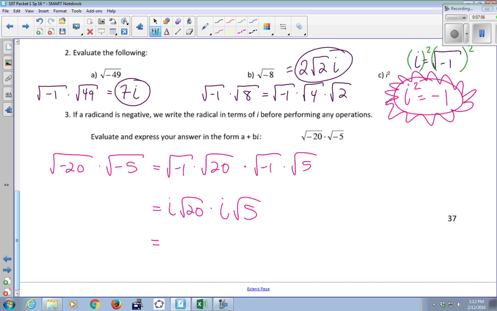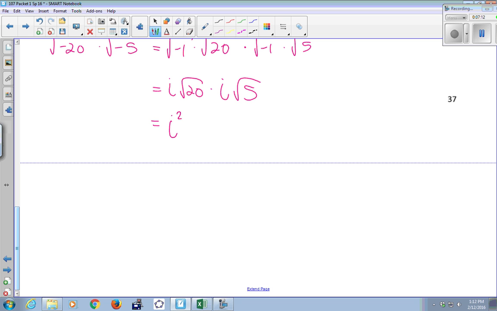And so I have an i times an i, which is i squared. Okay, so I have i squared. And then root 20 times root 5, root 100. Yep, that's allowed, so that's root 100. Okay. What's i squared equal? -1. We just talked about that in the last example. Square root of 100 is 10. -1 times 10 is -10.